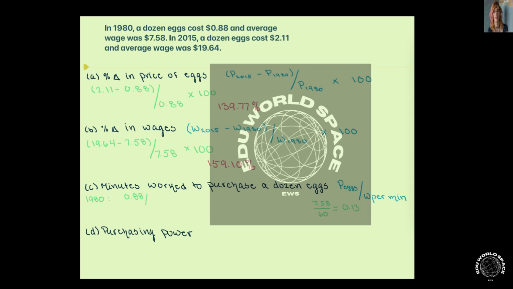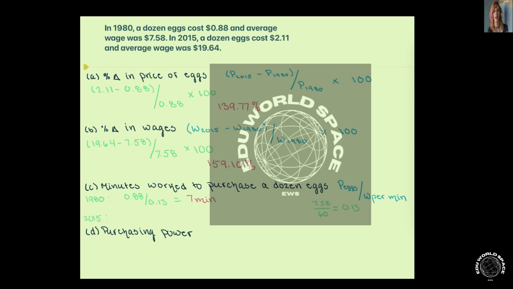So taking 88 cents, dividing it by 13 cents, we see that each worker would have to work on average 7 minutes to purchase one dozen eggs. Now let's do the same thing, but for 2015.